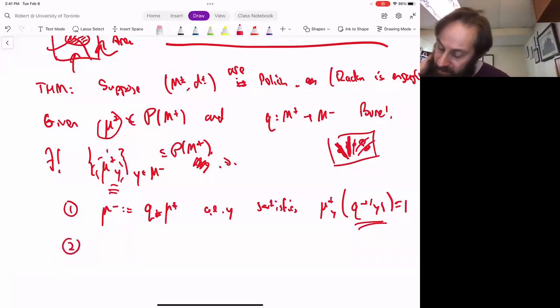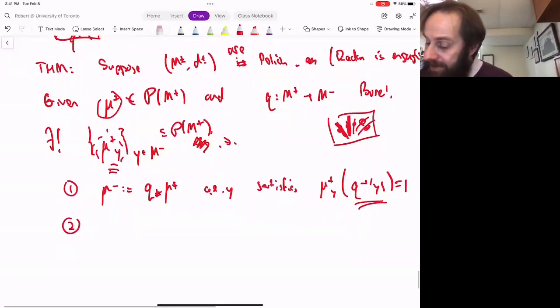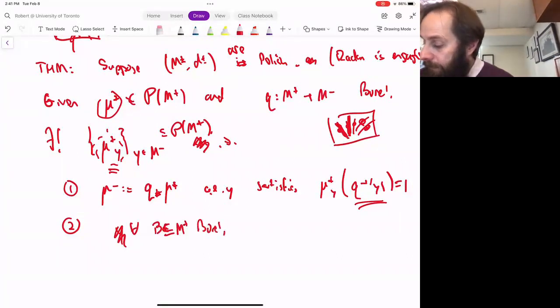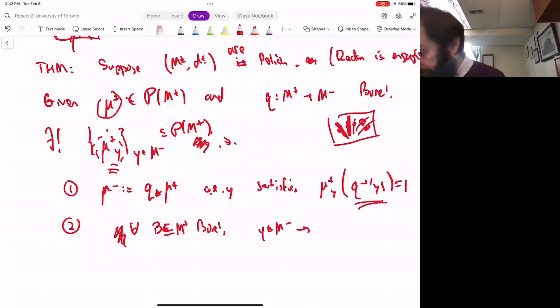Secondly, there needs to be some measurability. So I think the mapping, for every Borel set B, the map Y in M minus to mu plus Y of B is mu minus measurable.